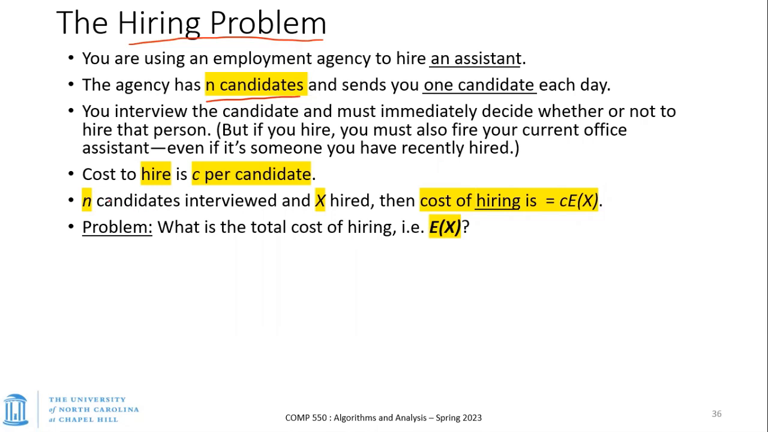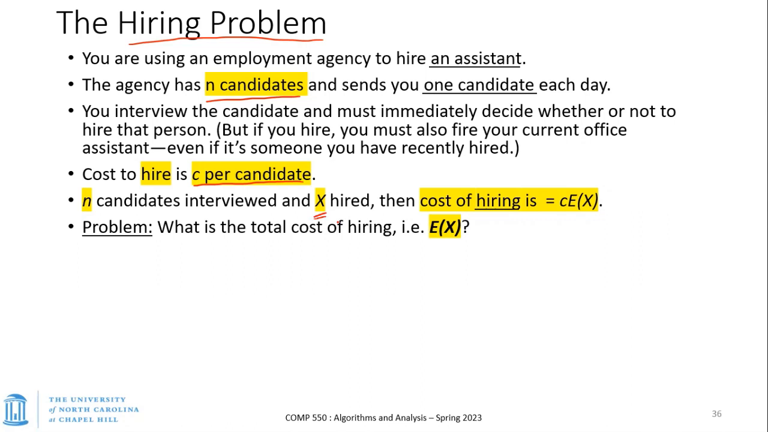I've slightly simplified the problem as given in the book, because the net example is still completely relevant. So let's assume that the cost to hire is C per candidate, and you eventually need to interview all N of those candidates. And let's say X is the number that you're going to actually hire.